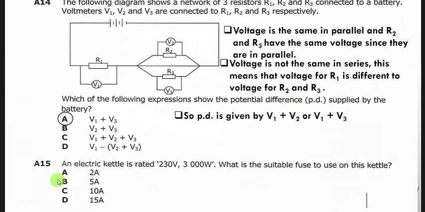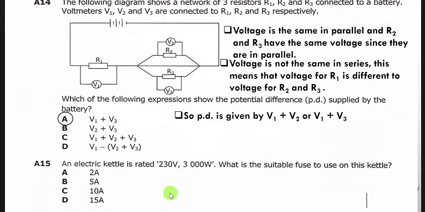So 15 says an electric kettle is rated 230 volts, 3000 watts. What is the suitable fuse to use on this kettle? So an electric kettle is rated 230 volts, 3000 watts. What is the suitable fuse to use on this kettle? So a fuse actually allows current to flow through it. So when they are saying the fuse, then they want current that is suitable for such ratings.